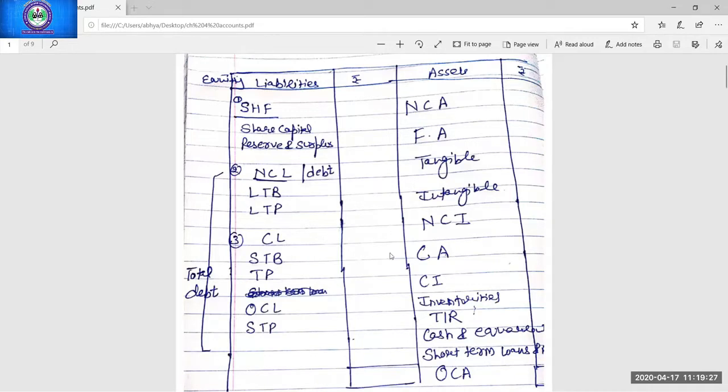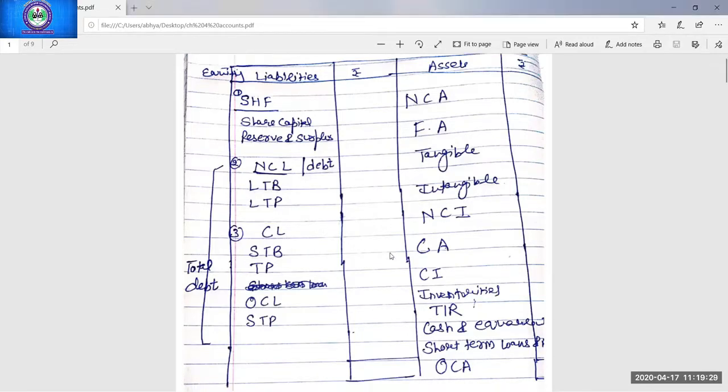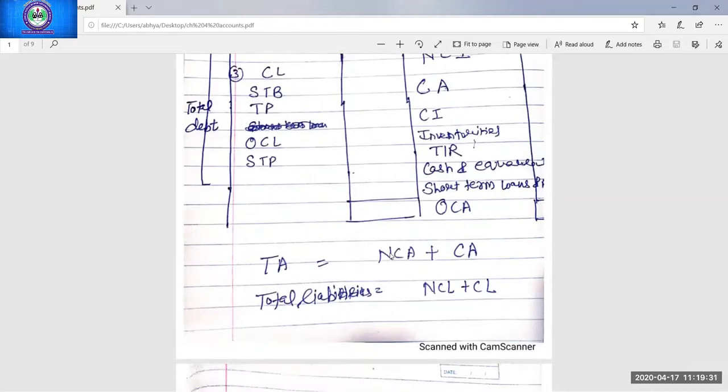Now I am going to explain some formulas on the basis of the balance sheet. So total assets are equal to non-current assets plus current assets. Total liabilities, internal and external, are equal to non-current liability plus current liability.